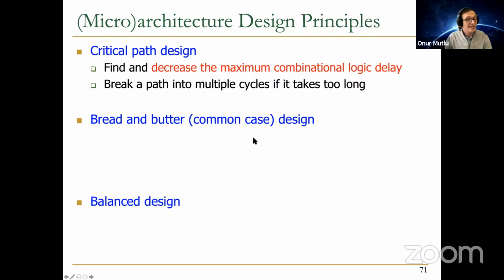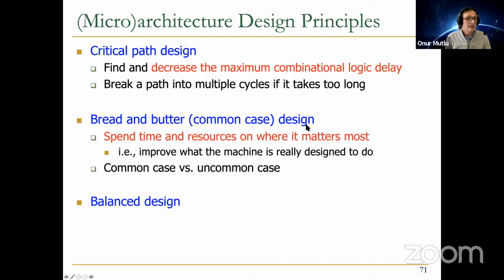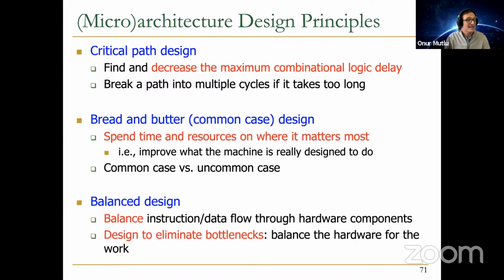It violates the common case design principle, or bread and butter principle. This dictates that you should spend time and resources on where it matters most. Improve what the machine is really executing. Common case versus uncommon case. So if the common case is you're doing 60% add instructions, you cannot do that in this case because you cannot optimize the add. Add's performance is dictated by load word, as we've seen. You have to optimize the load word. And essentially, you're violating this also. Balanced design says you balance instruction and data flow through hardware components. You design to eliminate bottlenecks, balance the hardware for the work.